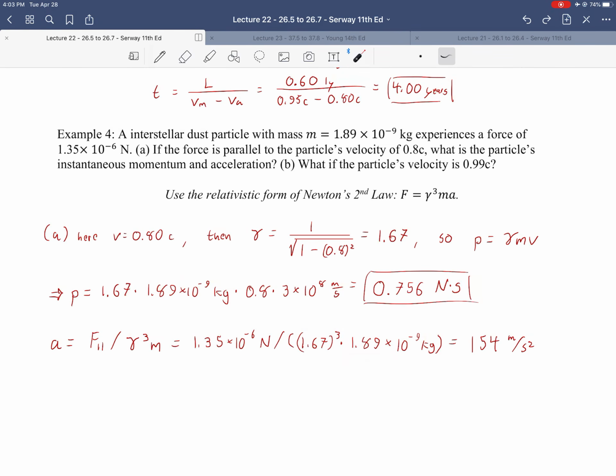And then I divide it by gamma cubed, so 1.67 cubed times the mass of the particle, the dust particle. And there I have an acceleration of 154 meters per second squared. Okay, so it shouldn't be a surprise that Newton's second law isn't F equals ma anymore. Because look, now it's F equals gamma cubed times ma.